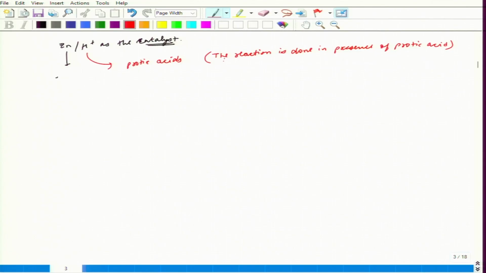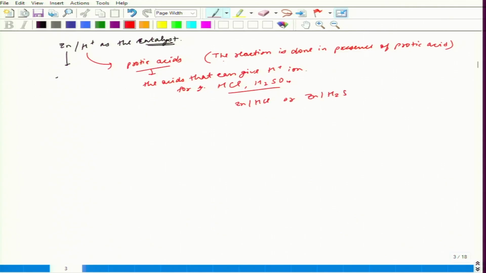Now, what do we mean by the protic acids? Protic acid means the acids that can give H plus. For example, HCl, it can be zinc HCl, it can be zinc H2SO4. That means we have used the combination zinc HCl or zinc H2SO4 or something else, whatever the protic acid. So, that is the meaning of the zinc H plus, as it is written.